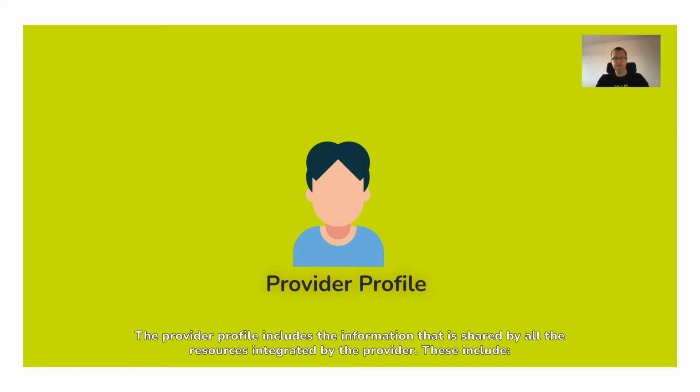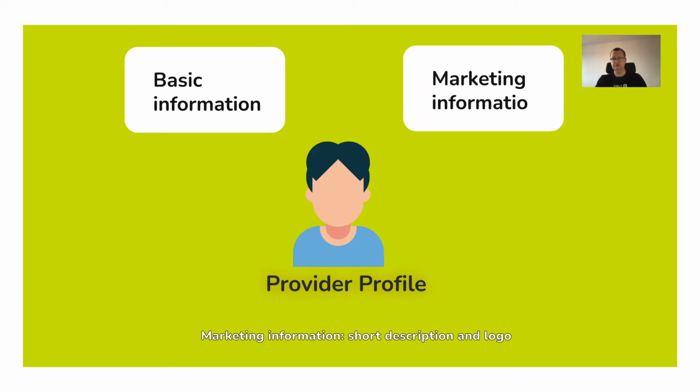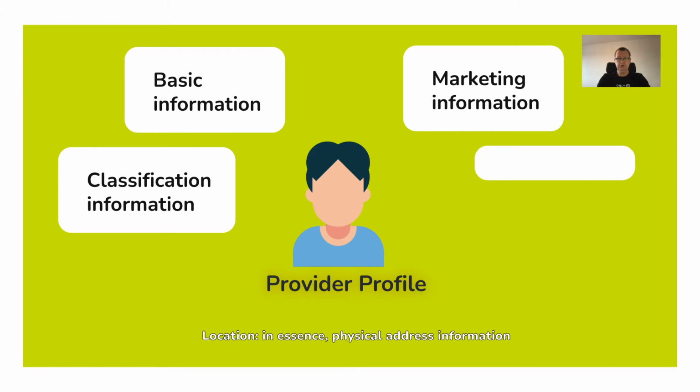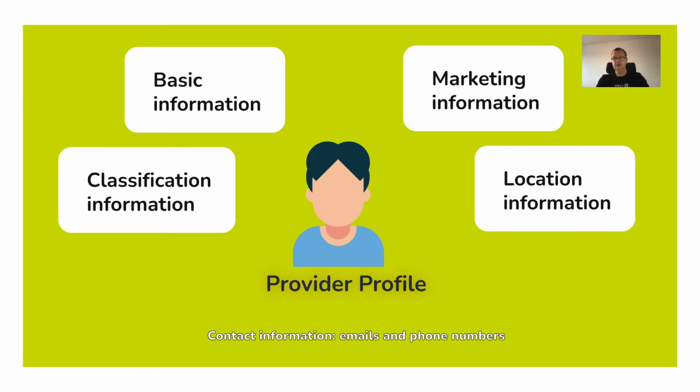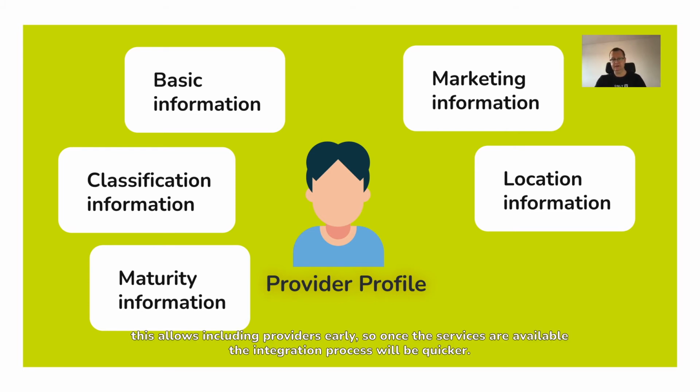So if you look into the provider profile in a little bit more detail, it includes information that is shared by all the resources integrated by the provider. And this includes basic information: name, website, legal form, and so on; marketing information, a short description of the provider and maybe a logo; then classification, whether the provider is an EOSC provider and focused on specific disciplines and so on; then location, physical address, and contact information; and then maturity. For example, if they have a certification such as ISO 20000, and whether this provider is already operational or just being upgraded or being built, and then this should be documented.